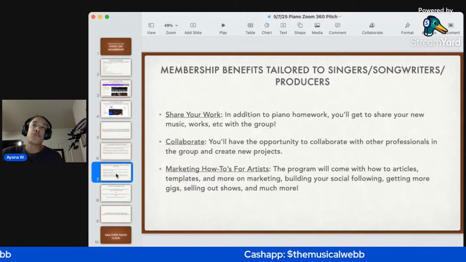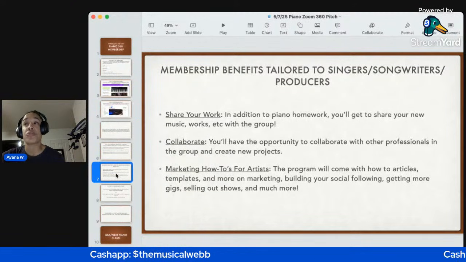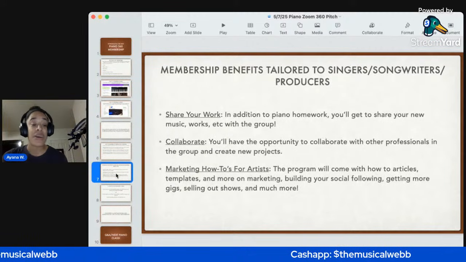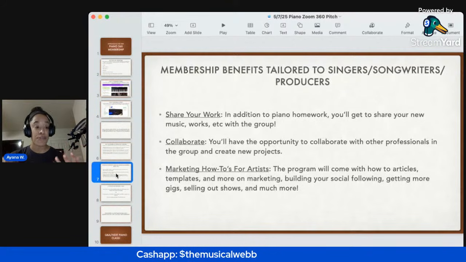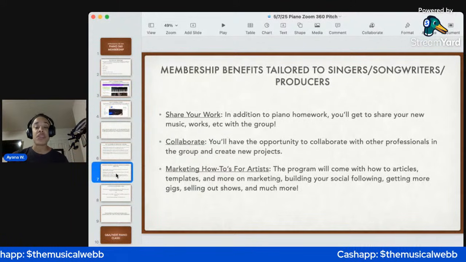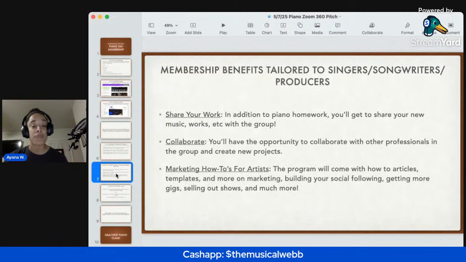You also get the opportunity to collaborate with other professionals. Without saying too much, there are already people in the membership who have produced for A-list and B-list artists. So it's not just the average persons in the group. You have regular learners, but you also have some heavy hitters in the membership as well. So you get to network on an exclusive level and get direct access to those types of people.